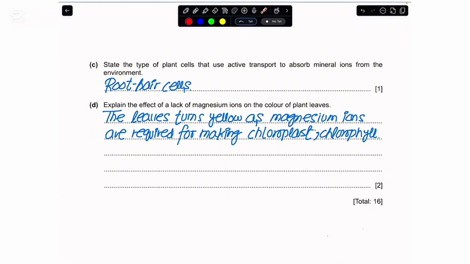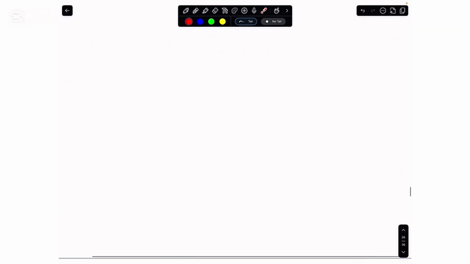And why are they turning yellow? Because there was a lack of the magnesium ions, and these plants were not able to make the chloroplast or the chlorophyll. So that is why the plant leaves appear yellow.